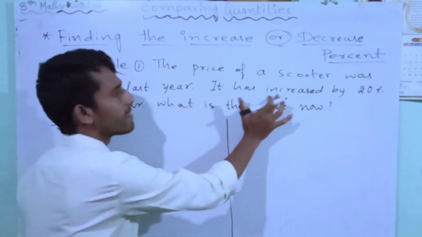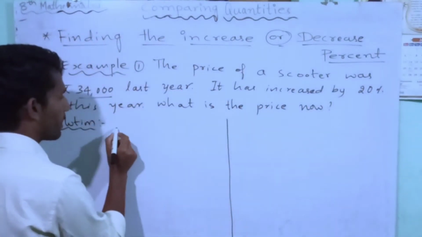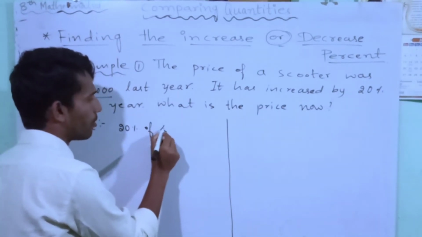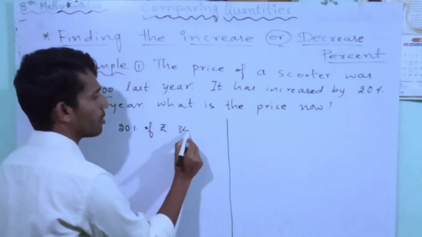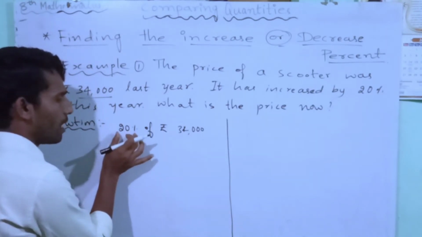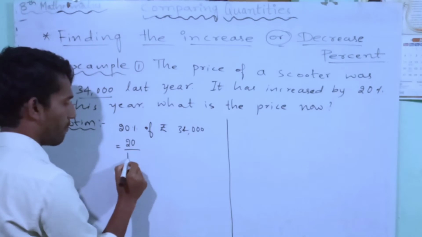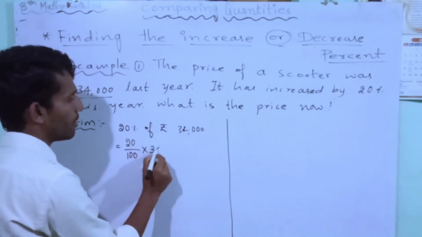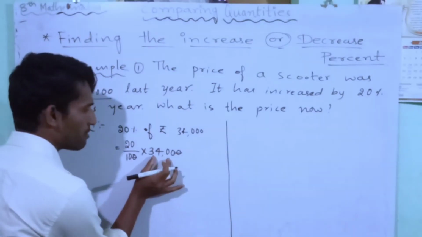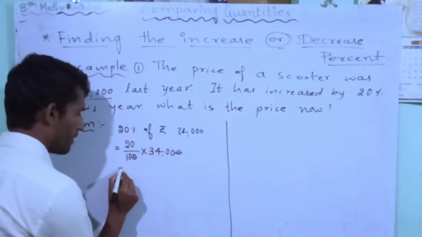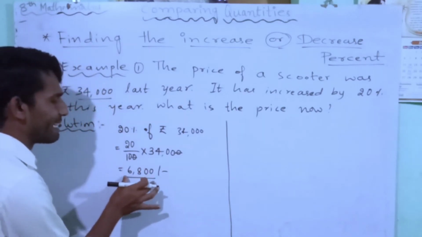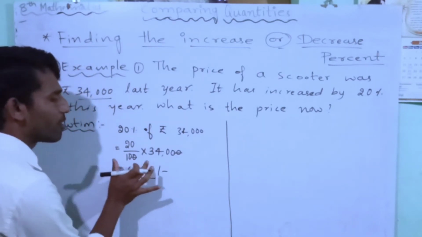Now we can write here, it has increased by 20%. That is 20% of the rupees given here, 34,000. Now you can write this: 20% means 20 out of 100, into 34,000. Now when you cancel, the 20 gets cancelled. When you multiply 340 into 20, you will get 6,800. Okay, dear students, this is the increased amount. That is the 20% here.